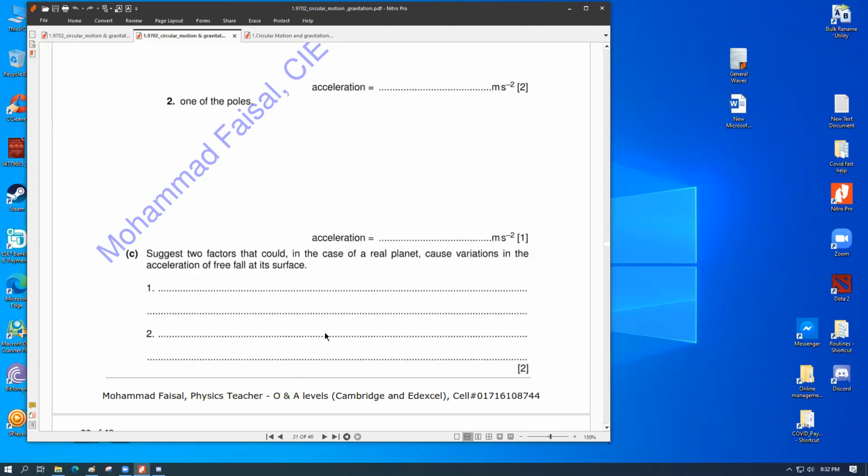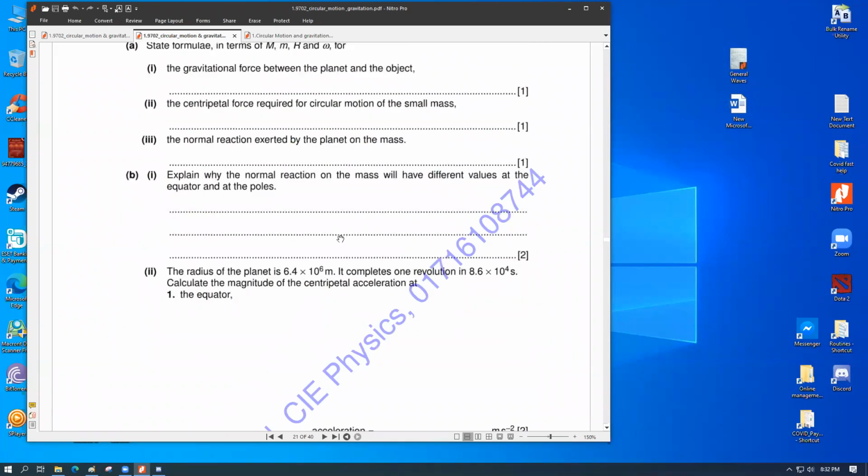What could be a second factor? Acceleration of free fall varying, another factor could be what? The mass of the planet. Mass of the planet can be considered to be concentrated at the Earth's center. So difference in the centripetal forces at different locations. Sir, because distance differs. Movements of other planets around it. Haven't we already covered this here?